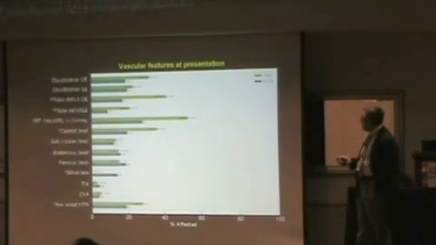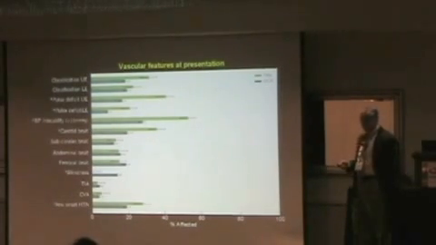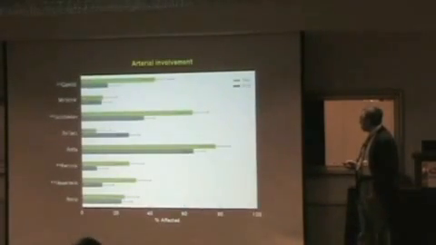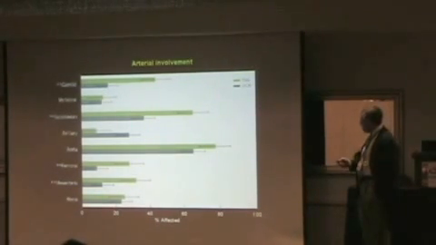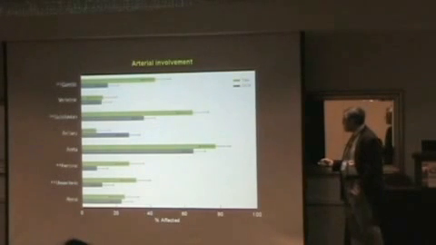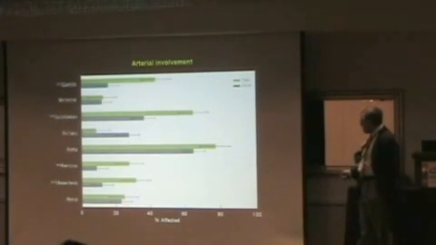And when you look at vascular features, tremendous overlap in findings. When you look at arterial involvement on the patients in whom we had imaging, that's 100% of Takayasu's and most of the patients with GCA, again, a tremendous overlap in findings.